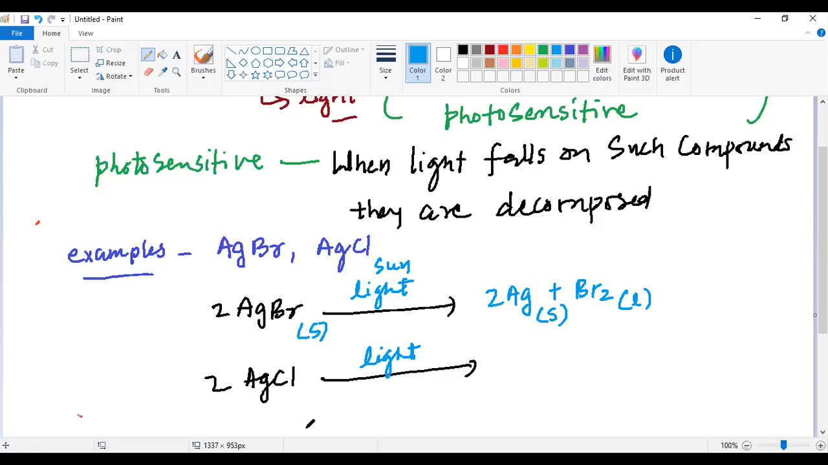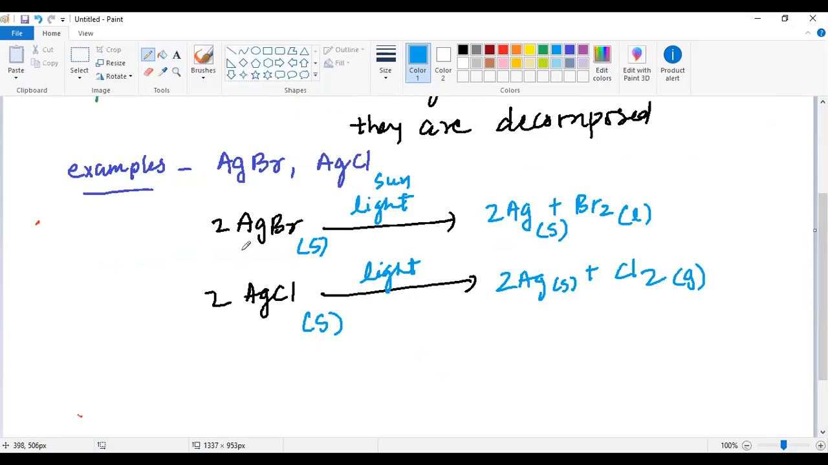AgBr is also solid. Again, my dear students, the same AgCl also decomposes in the presence of light and gives us solid silver metal and Cl2 gas. So this is the process for the decomposition of silver bromide and silver chloride into silver and bromine or silver and chlorine. This particular process is known as the photochemical decomposition, my dear student.